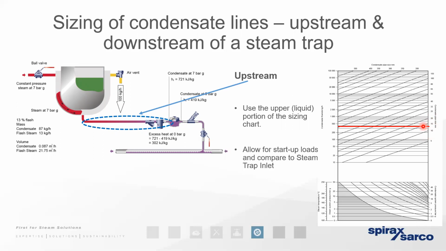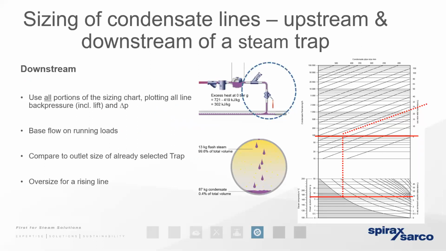Now, this is the part that starts to catch a lot of engineers out, and it's what happens downstream of the steam trap. So what you remember is upstream of the steam trap, the condensate's under pressure. In our example, it's at 7 bar gauge, 170 degrees. And if we refer to the steam tables or that useful little app, you'll remember that the sensible heat that exists in the condensate at 7 bar gauge is 721 kilojoules. Remember, 7 bar gauge, 170 degrees. Multiply that 170 degrees by the magic number, 4.19, we get 721 kilojoules.